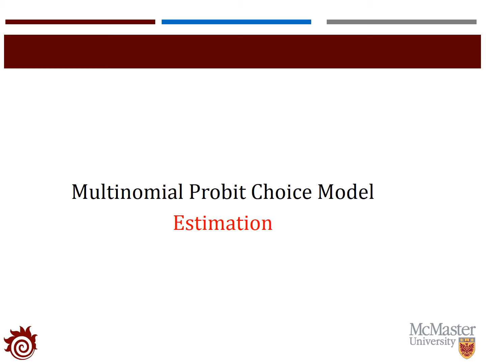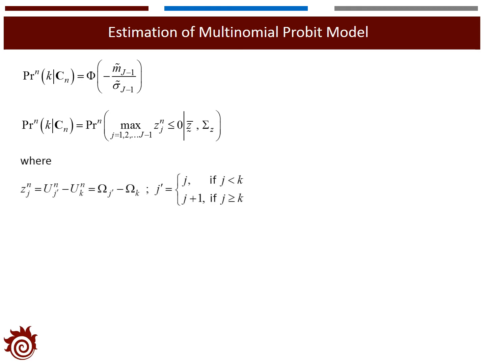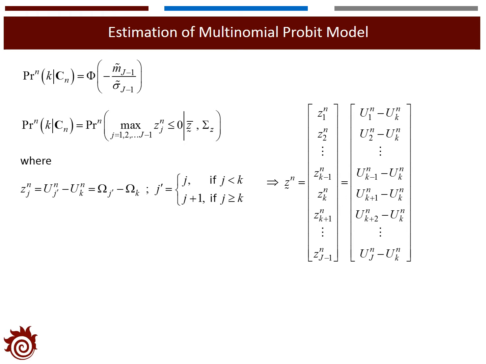In this video, we'll learn how to estimate the Probit model under the assumption that the deterministic utility is a linear function of the attributes. The multinomial Probit model defines the probability of taking alternative k in this equation, and it actually comes from the probability that the maximization of zj is always smaller than 0. Here zj is defined as uj prime minus uk, and it could be written into the vector format.